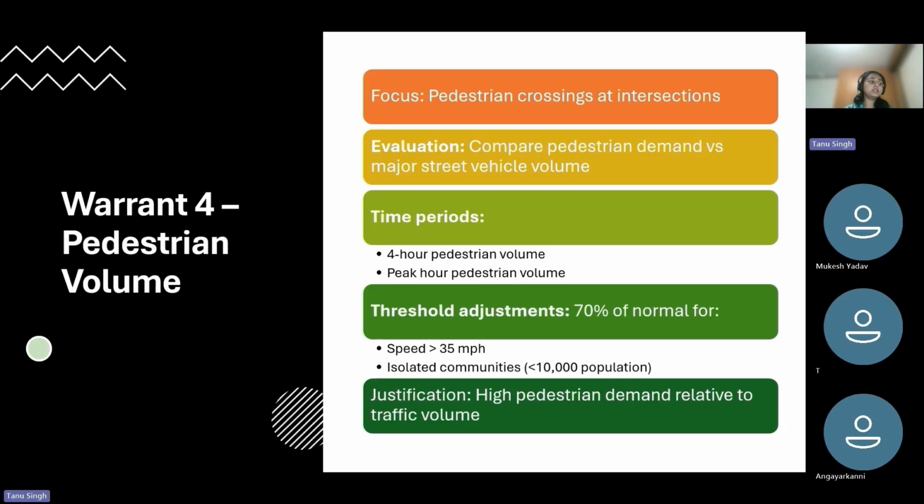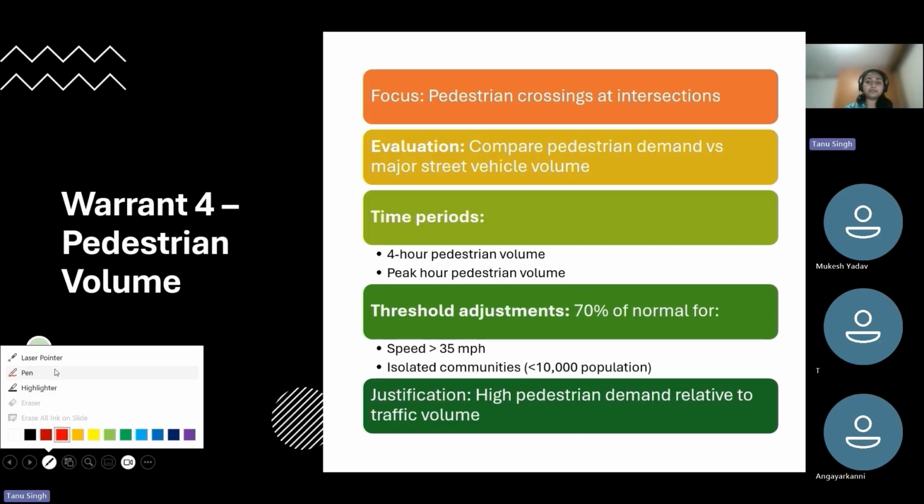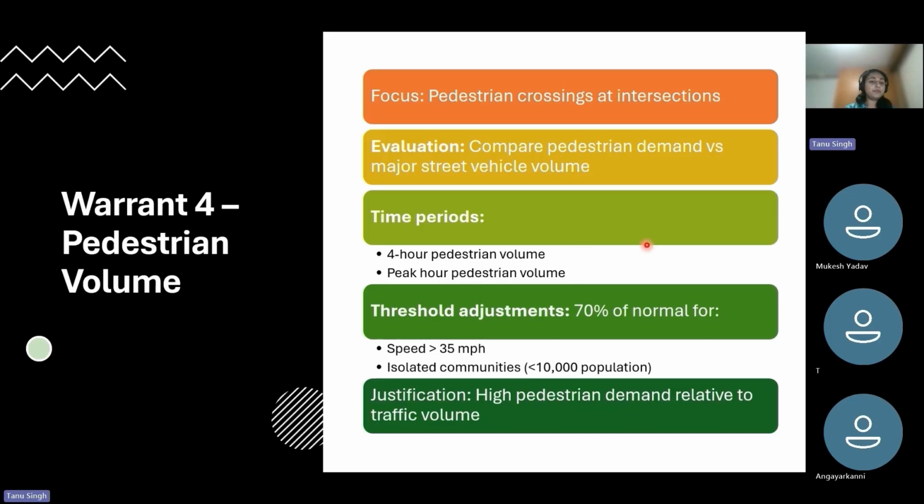Warrant 4 deals with pedestrian demand. So warrant 4 looks at the number of pedestrian crossings relative to the major street traffic. Here 2 periods are taken. First is the 4-hour period and second is the peak hour pedestrian volume. Here the threshold adjustment is done to 70% of the normal if speed is greater than 35 and the isolated community is less than 10,000. So here even moderate vehicle traffic may justify a signal if pedestrian crossings are high.